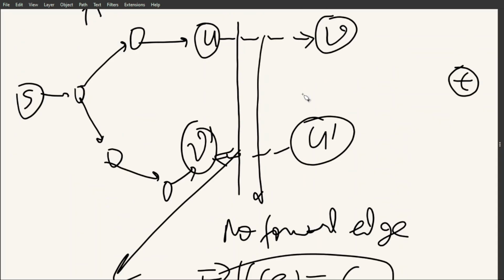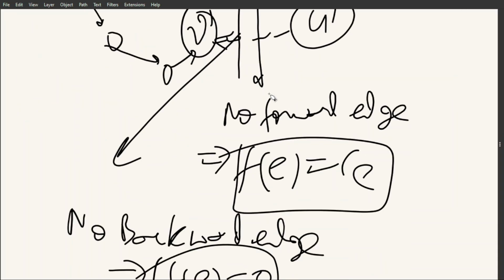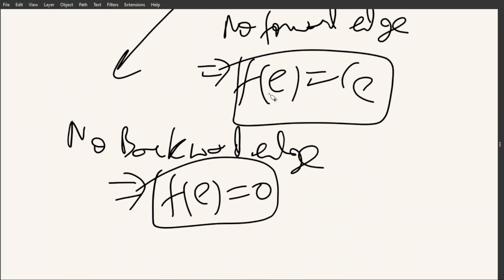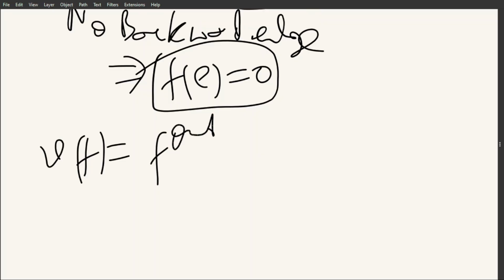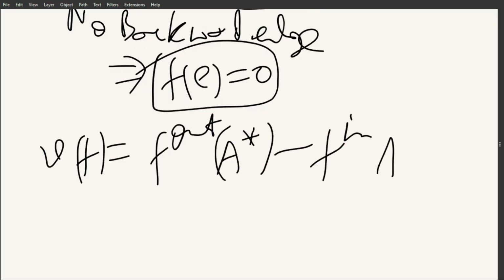So both cases we have considered. Now we consider what is the value of the cut, and we compare the two. Just find the value of the flow. So just apply our earlier formula on that. Value of the flow is F out of A star minus F in of A star.